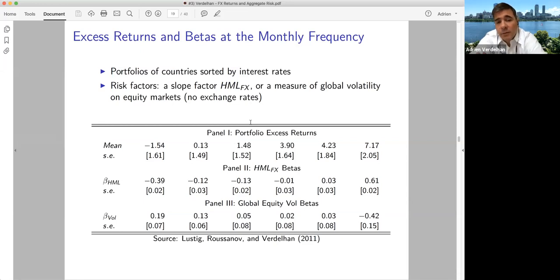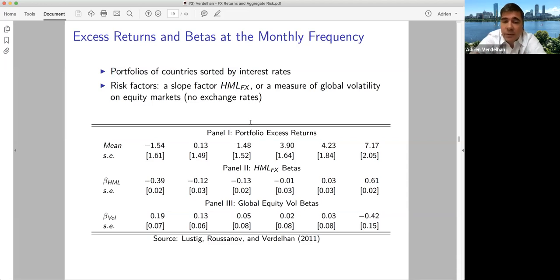And the first panel is just the average excess return. So you see the same message again. The first portfolio has low interest rate currencies. The last portfolio has high interest rate currencies. What you see is a clear cross-section of currency excess returns, from negative in the first portfolio to positive in the last portfolio, from minus 1.5 to 7.7. So again, this could just be interest rates, but no, it's much more than that.